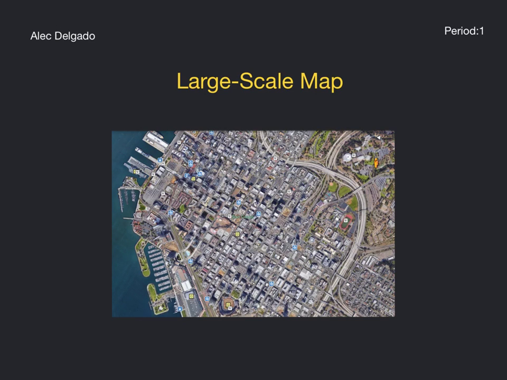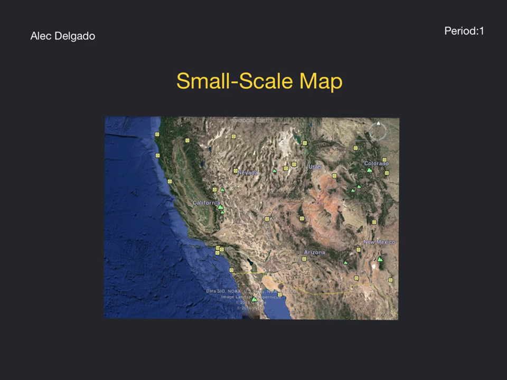A large-scale map shows a small portion of Earth's surface but provides tons of details of a specific place. A small-scale map shows a large portion of Earth's surface and can easily show features on Earth that affects a large population.